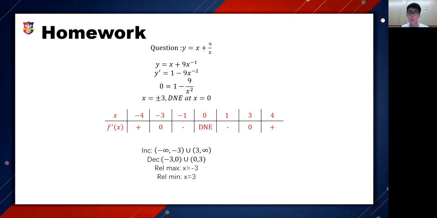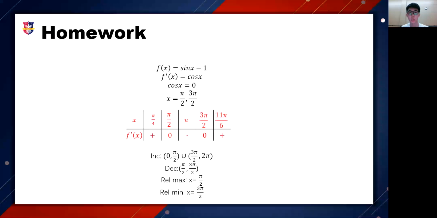So it increases from negative infinity to -3 and from 3 to positive infinity. Then the function decreases from -3 to 0 and from 0 to 3, right? And there's also a relative maximum at x equals -3, and a relative minimum at x equals 3. So in this case, we got the range for the limit of the x value.